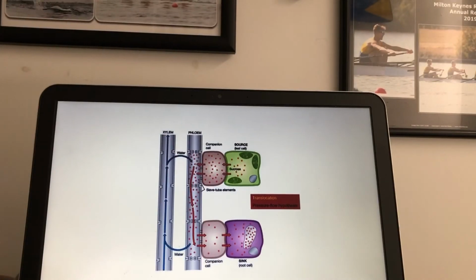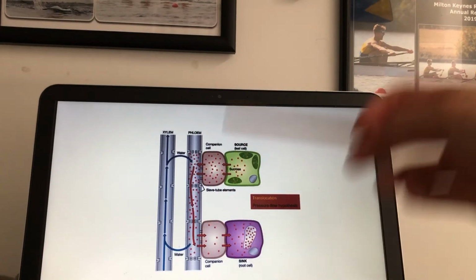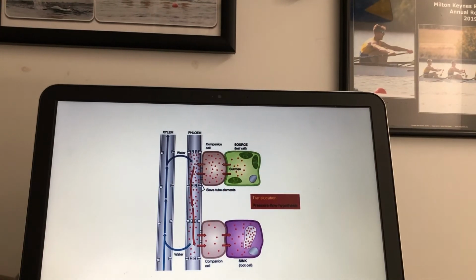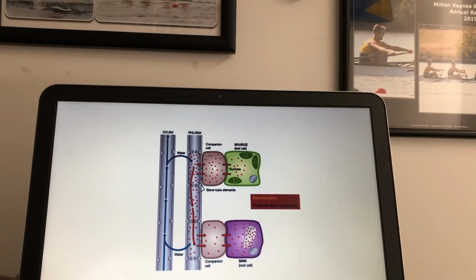Sink cells import carbohydrates as they essentially can't produce their own. Different sink cells might include that of a developing or growing fruit and even roots. And finally, companion cells. As you can see from the diagram, they sit between source cells and phloem, and sink cells and phloem. These provide ATP and nutrients, which allows the phloem to carry out different cellular functions.